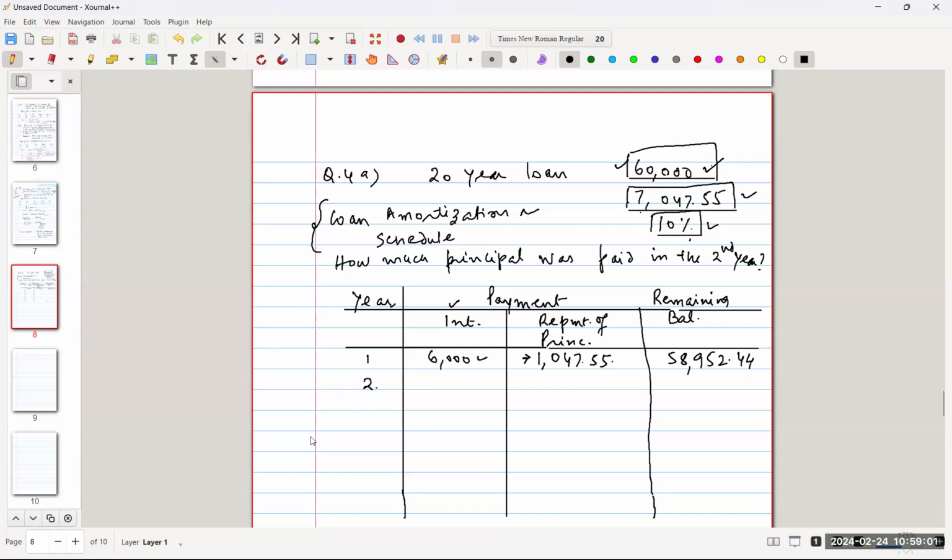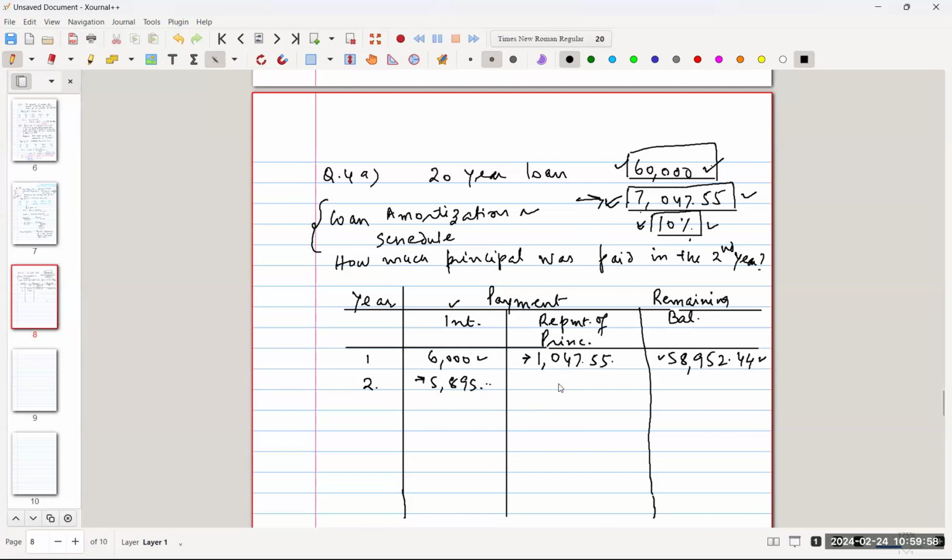Now, second year. In the second year, you enter this year with this outstanding balance, 58,952. So now the payment for this year is again $7,047.55. Interest rate is 10%. 10% of what? 10% of your outstanding balance, which now is this. So you will calculate 10% of 58,952, which will be somewhere $5,895 and some cents, right? And if $5,895 are applied towards the repayment of interest, only the difference between this amount, 7,047, and this amount is applied towards the payment of principal.